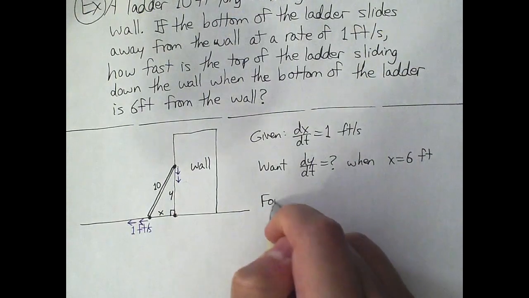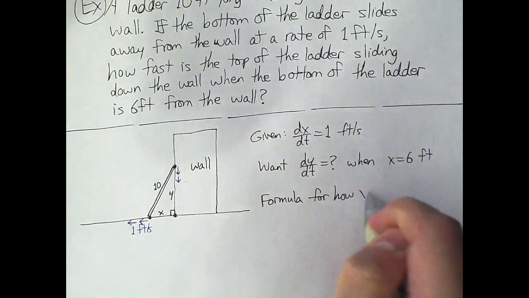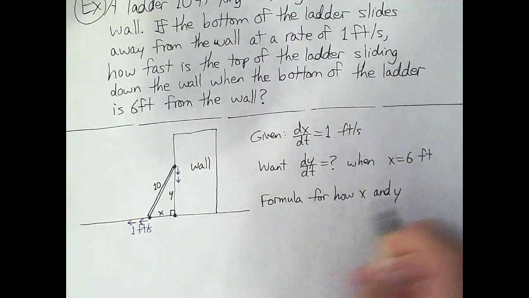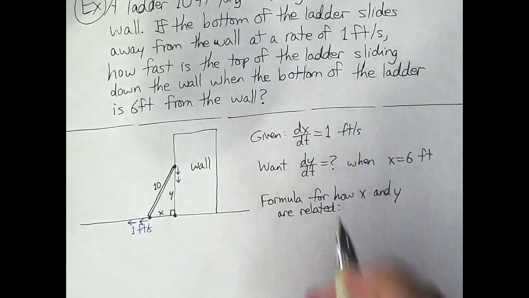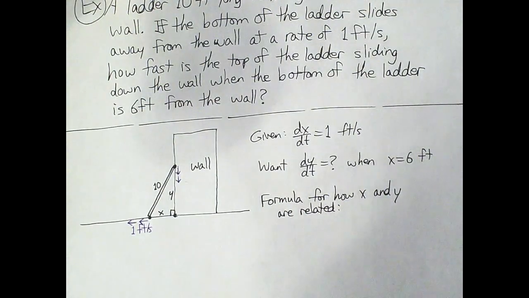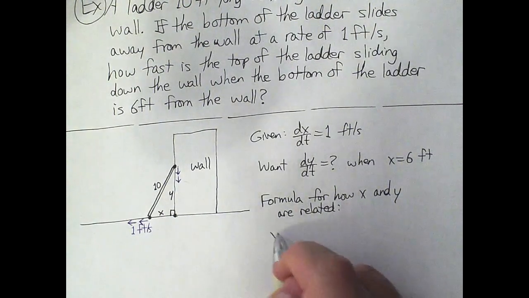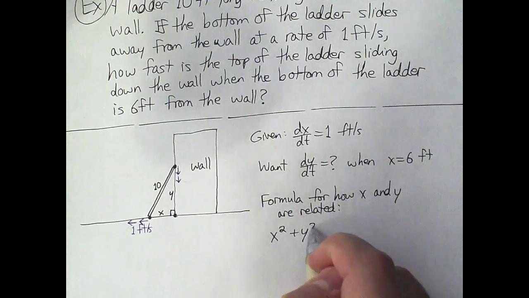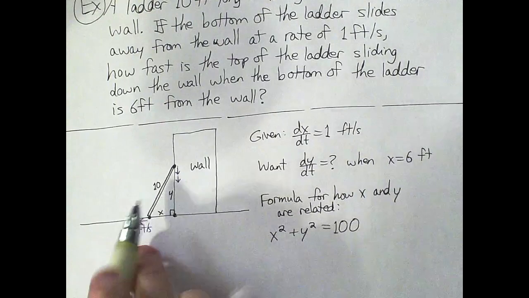So what's a formula for how x and y are related? What do you think? I already spoiled it for us. The Pythagorean theorem. The Pythagorean theorem is a formula for how x and y are related to each other. We know that x squared plus y squared equals 100, because that would be the hypotenuse squared.